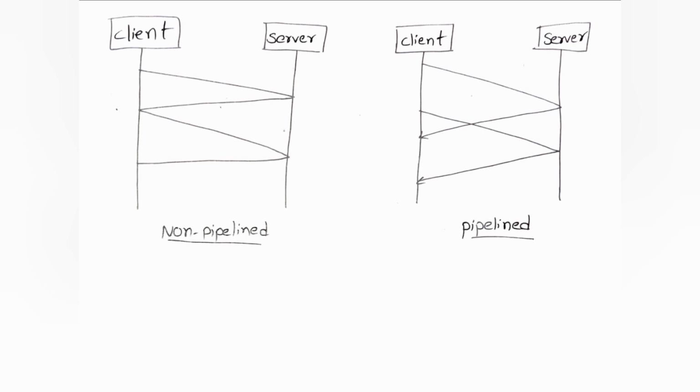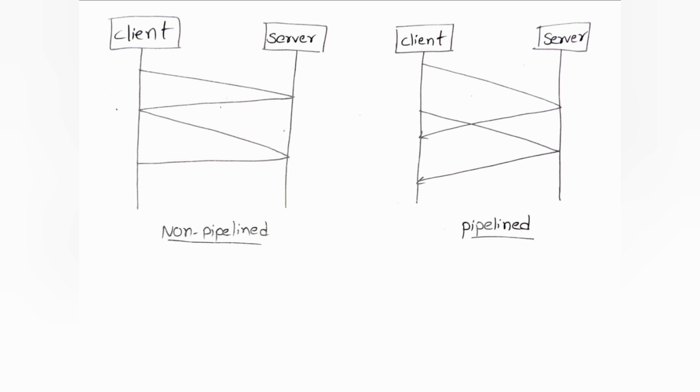Before going to know about these protocols, let us see how non-pipeline communication and pipeline communication are done in computer networks. Here the client is sending data to the receiver, that is the server. The server will transmit the acknowledgement to the client. And the client will again transmit some frames to the server, then it will send the acknowledgement.